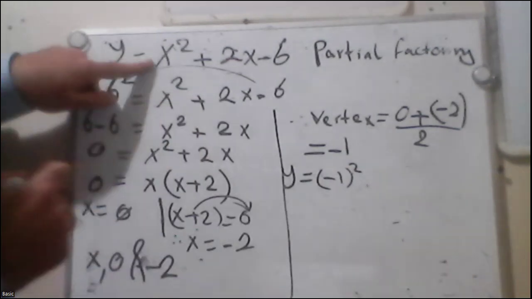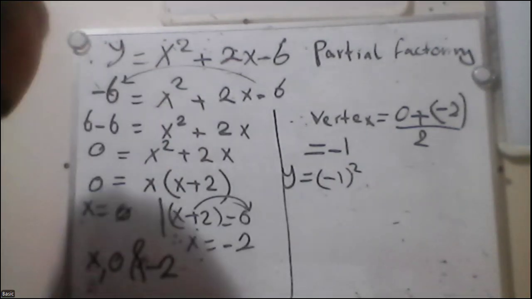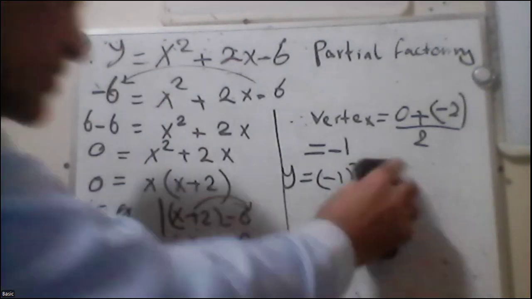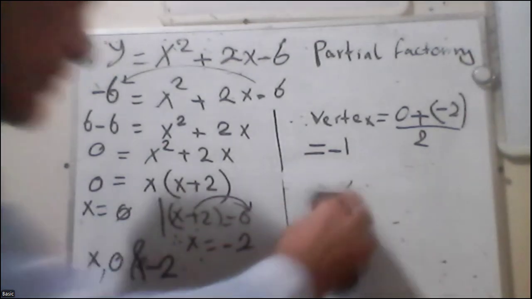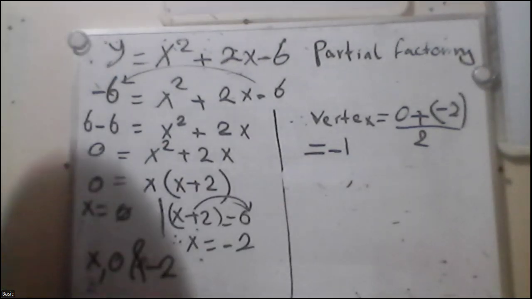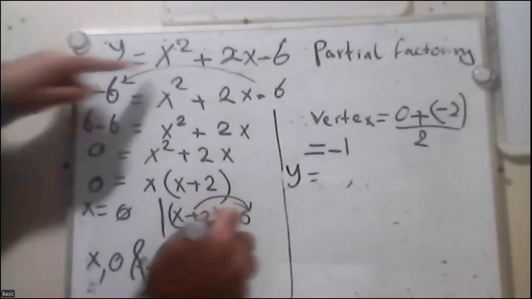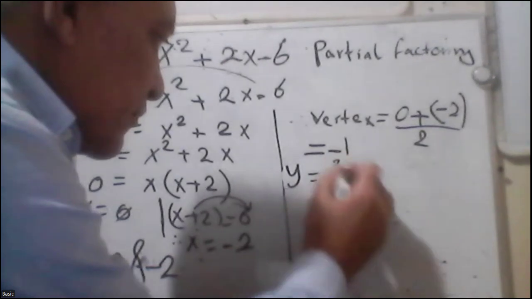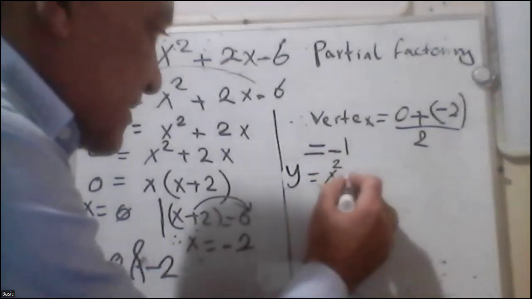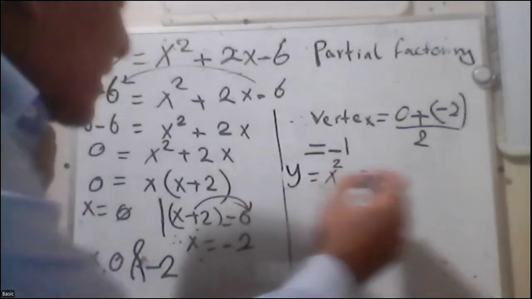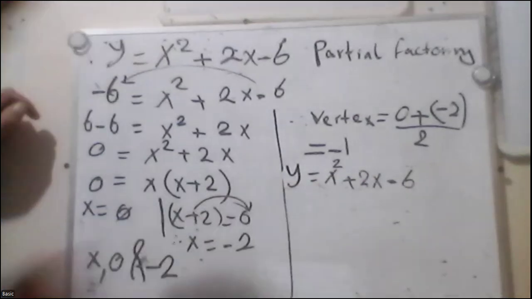Notice that I'm substituting here. Let me write the formula right back where I will substitute so that it will be clear for you guys. I will get the y now. How will I get the y? I will say y will equal x squared plus 2x minus 6.